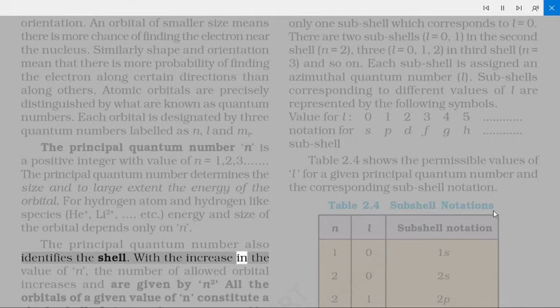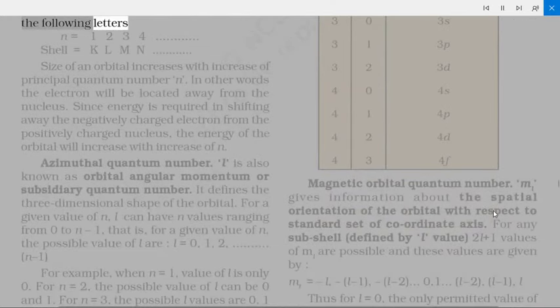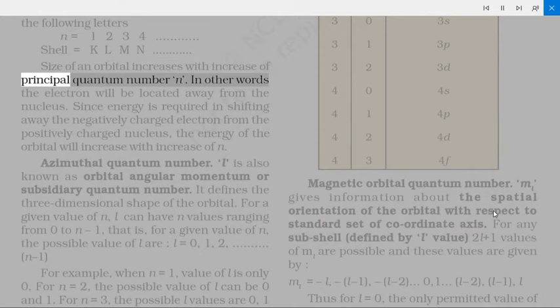With the increase in the value of n, the number of orbitals increases and is given by n². All the orbitals of a given value of n constitute a single shell of atom and are represented by the following letters: n equal to 1, 2, 3, 4; shell equal to K, L, M, N. Size of an orbital increases with increase of principal quantum number, n. In other words, the electron will be located away from the nucleus.